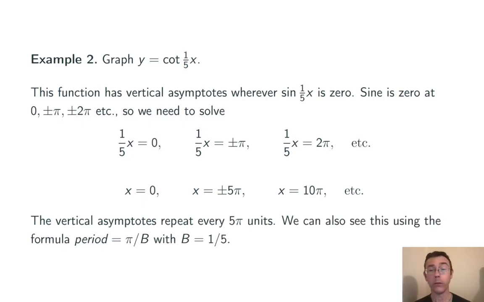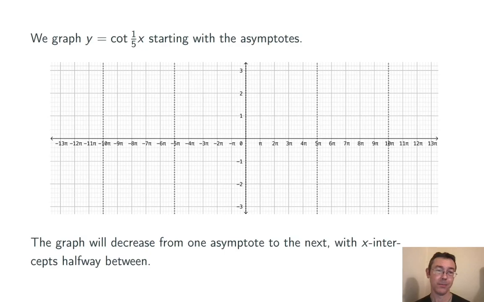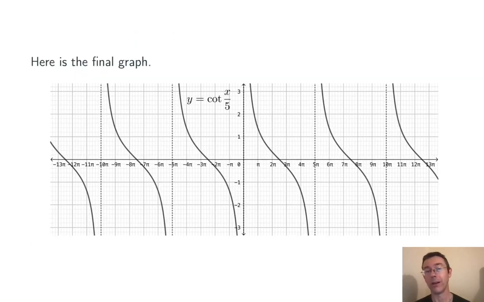We can also see that using the formula from a couple slides ago. Period equals pi over b. Here, b is 1/5. So we get period is pi divided by a fifth, or 5 pi. Let's sketch in the asymptotes here. Again, every 5 pi I've labeled an asymptote starting at 0. For a cotangent, I know that the graph is always going to decrease from one asymptote to another, with an x-intercept halfway in between. So here's what the final graph looks like for y equals cotangent of x over 5.